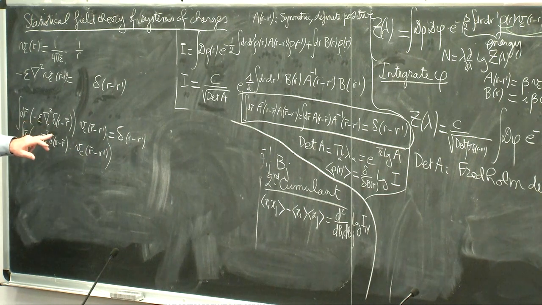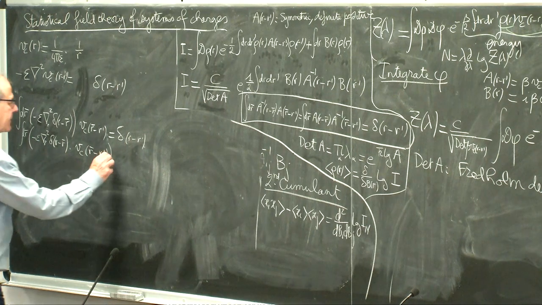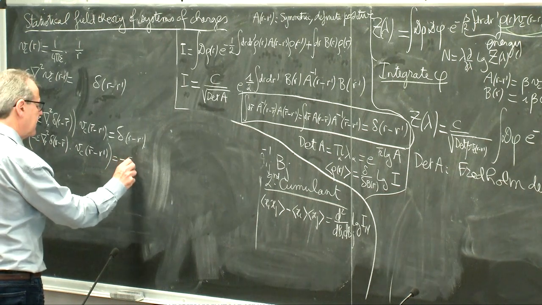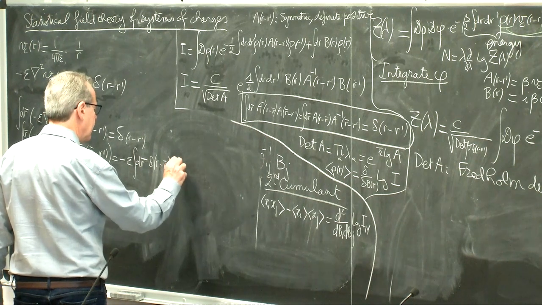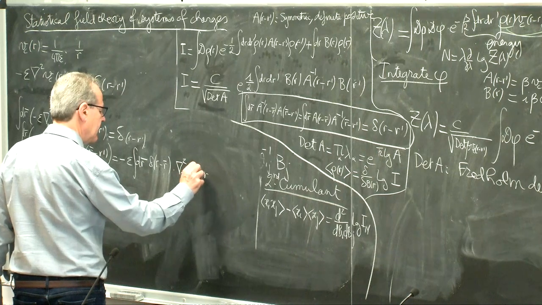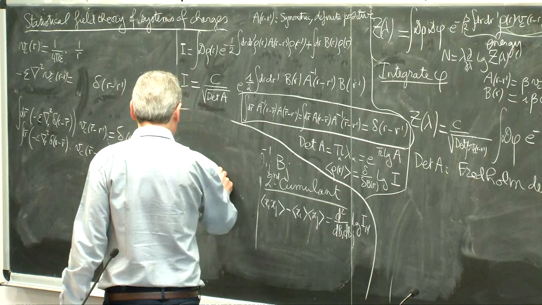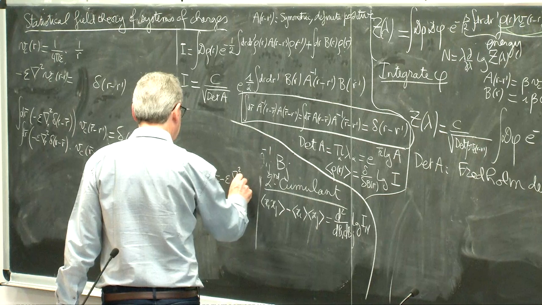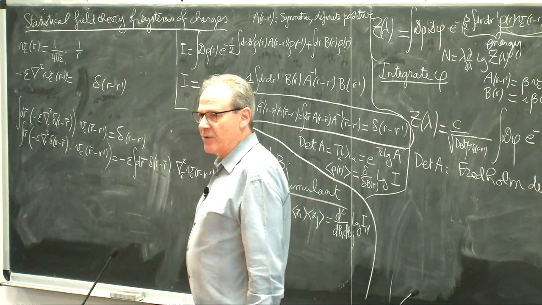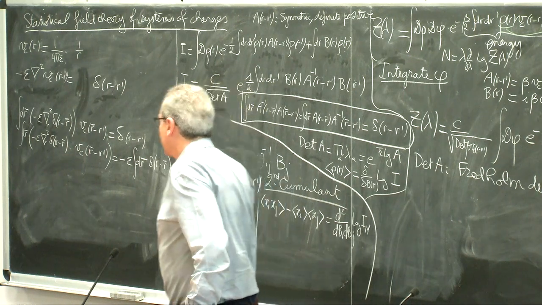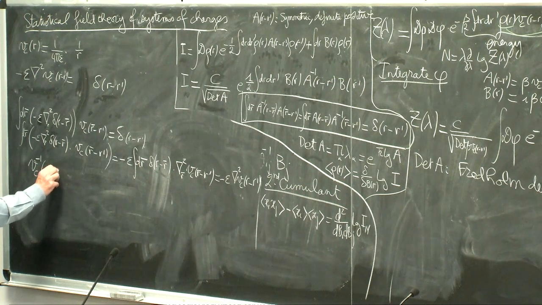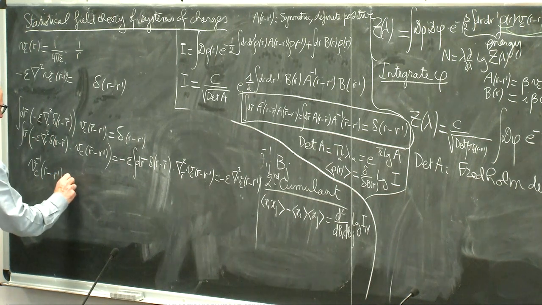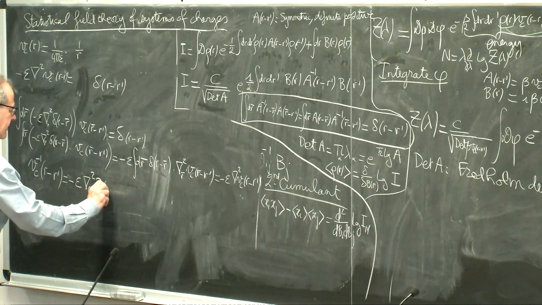The Laplacian acting on r bar is the same because it's a function of the difference of the two. Then I can integrate by parts. So this is minus epsilon integral dr bar delta of r minus r bar times Laplacian of r bar of Vc of r bar minus r prime. When I do the delta integral, this is just minus epsilon Laplacian Vc of r minus r prime. This shows that the functional inverse, Vc minus 1 of r minus r prime, is minus epsilon Laplacian delta of r minus r prime.